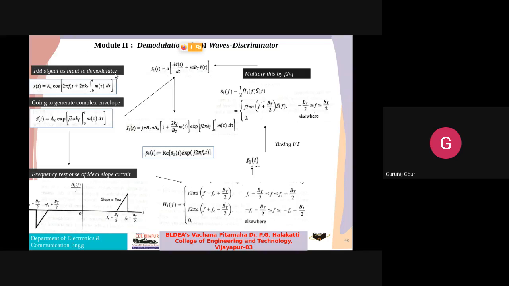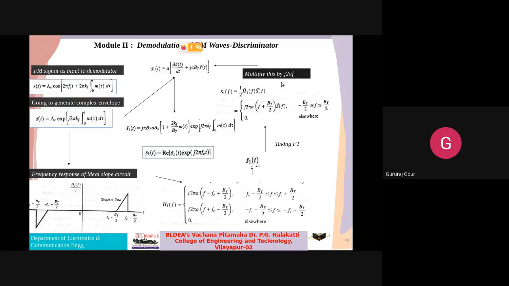First we apply the FM signal, that is s of t, having a complex envelope s-prime of t. The frequency response is represented by this H1 of f, having this transfer characteristic. Let us assume the output of the top slope circuit, after passing such an FM signal through the upper slope circuit block, is s1-prime of t. In order to understand what this output will contain, we take the Fourier transform and try to understand what it contains in the frequency domain. Let us call its frequency domain version S1-prime of f.